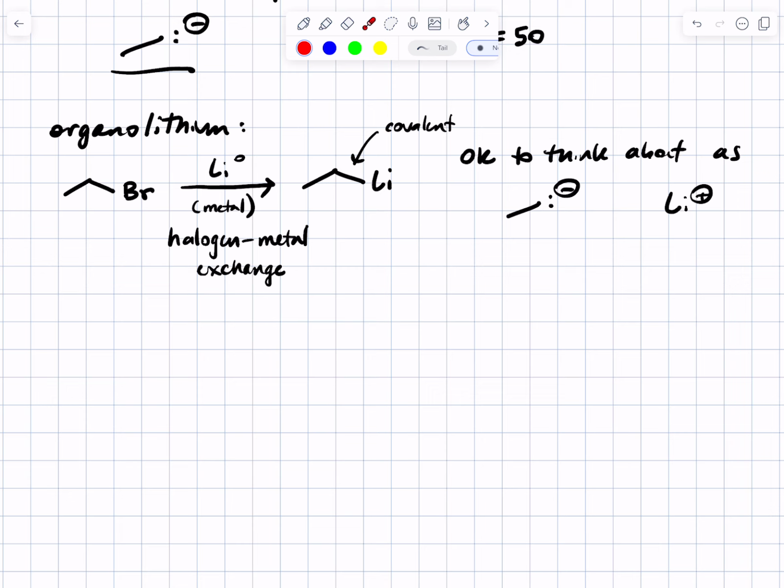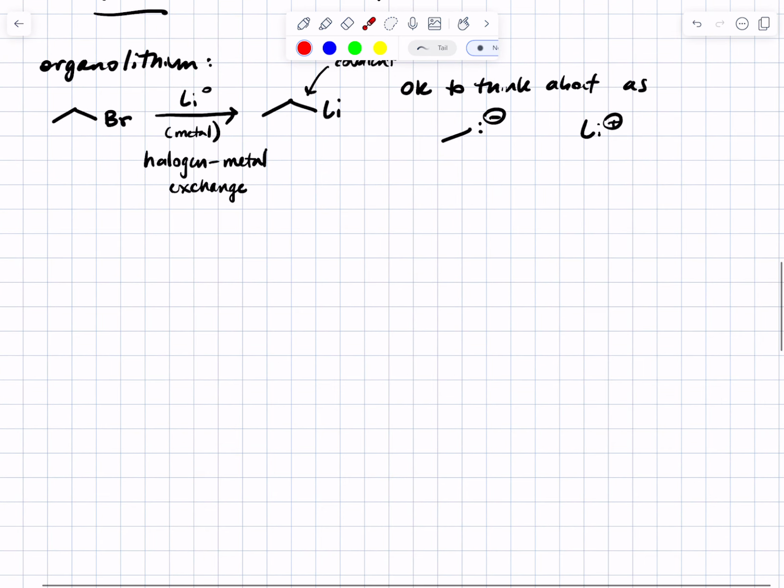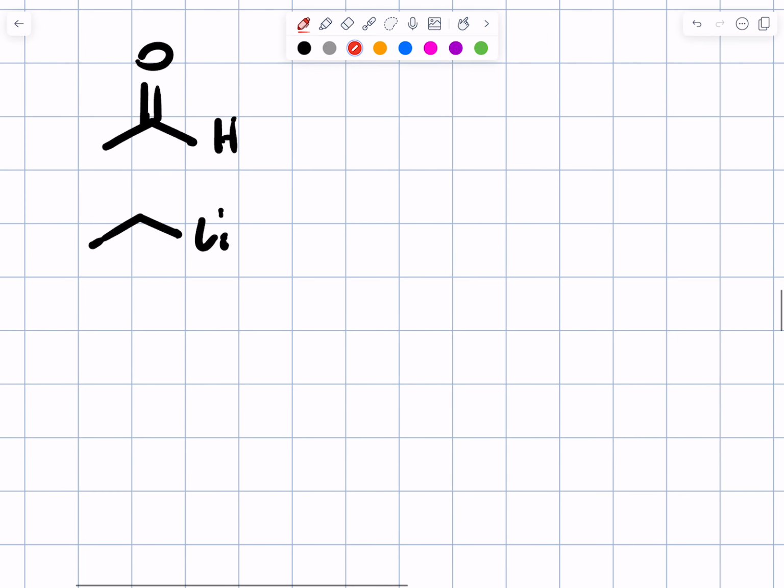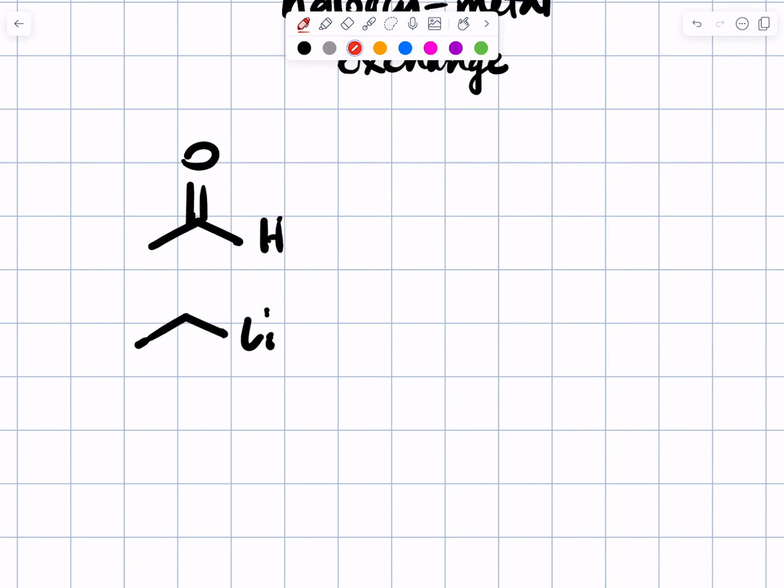And you can think about the lithium kind of in the same way we thought about the aluminum or the boron for the hydride delivery reagents. This is something that's going to carry the negatively charged carbon to where it needs to go. So let me show you an example of how you might use this. Here is an aldehyde. Here is an organolithium reagent. The lithium carries the carbon, the negatively charged carbon, to the carbonyl.